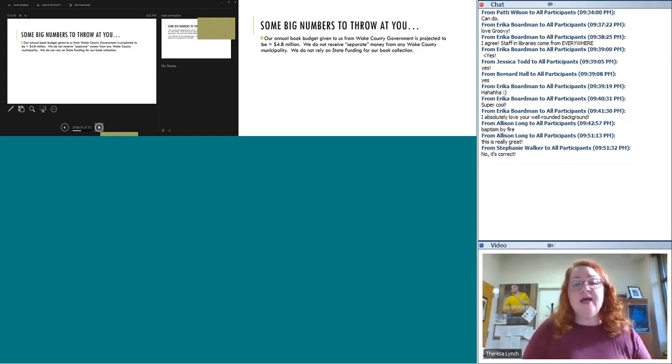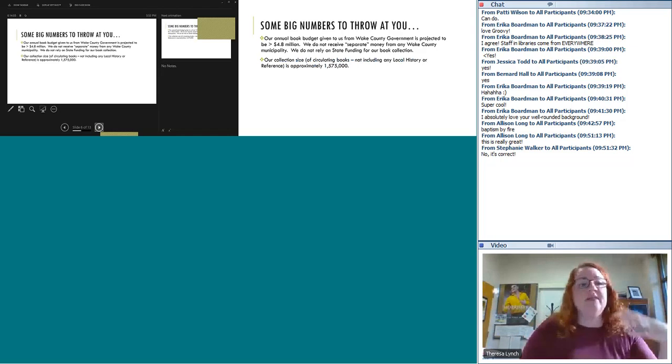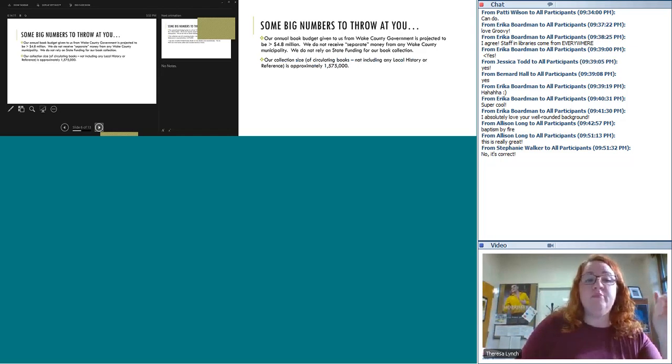Just because of our size and, I'll face it, our affluence in comparison with other counties in North Carolina, we really don't rely on state funding for our book collection. If we get state funding, we appreciate it and we put it to different places, but it's really not something that we rely upon. Unfortunately, we don't have to. Our collection size, and this is our circulating books, not e-content, not local history, not reference or anything like that, is approximately 1.5 million items.